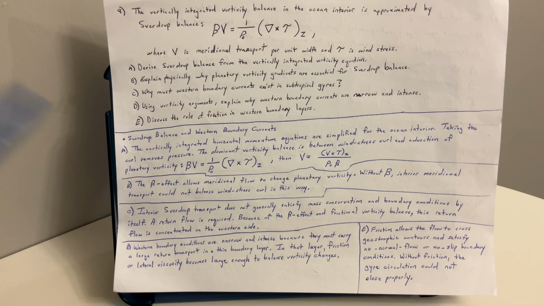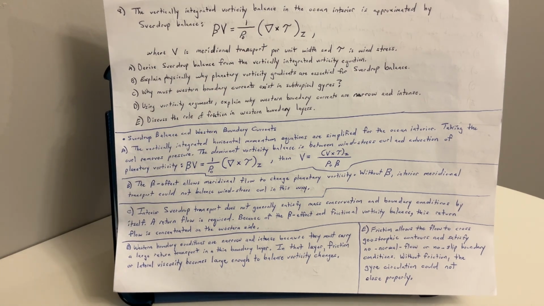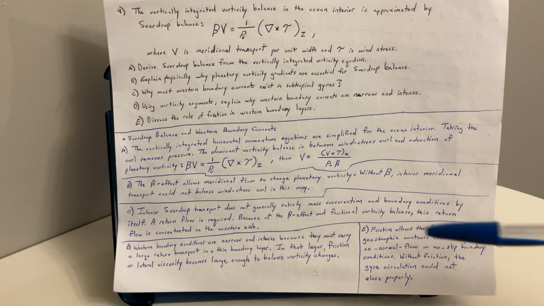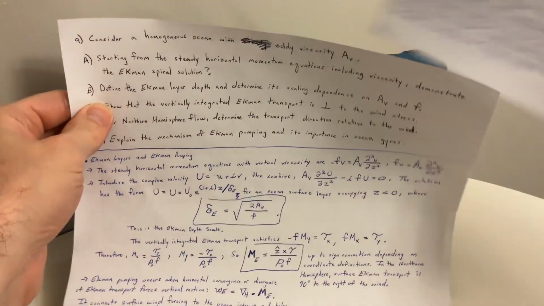E. Also, textbook stuff. Discuss the role of friction in western boundary layers. So we could say here, friction allows the flow to cross geostrophic contours and satisfy no normal flow or no slip boundary conditions. Without friction, the gyre circulation could not close properly. Okay, so that's number 8, and moving along to number 9.